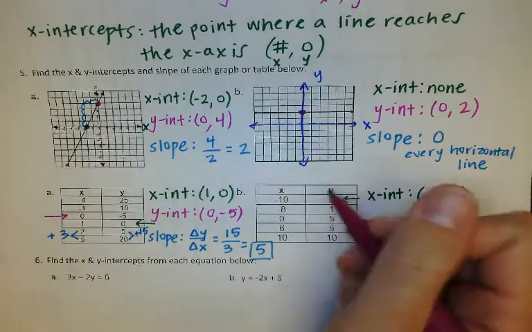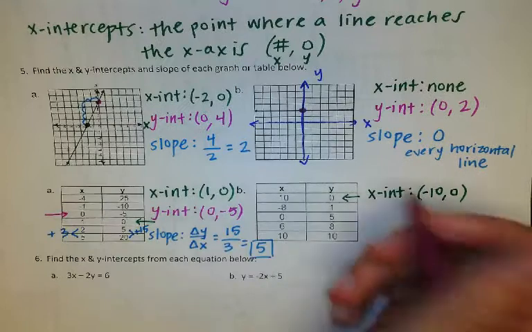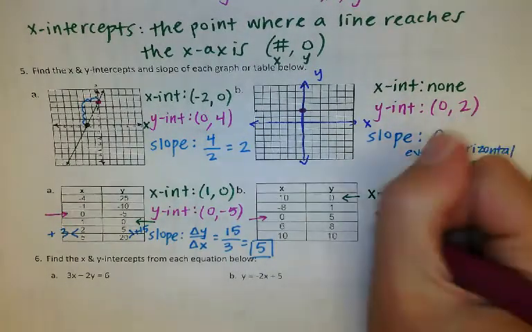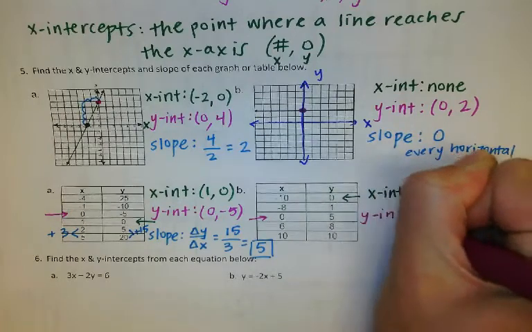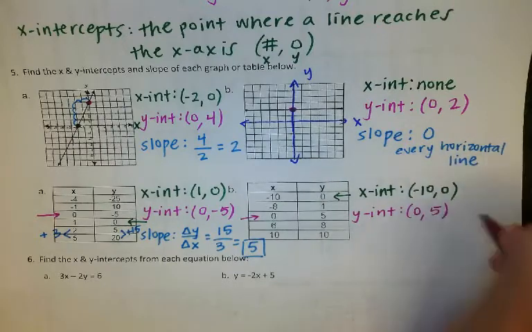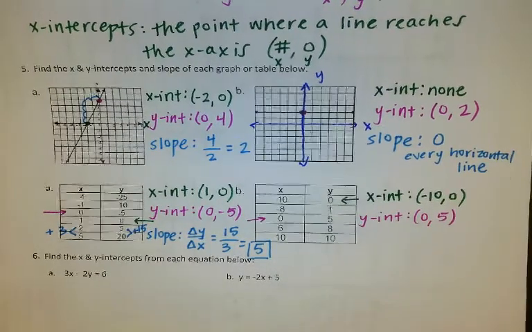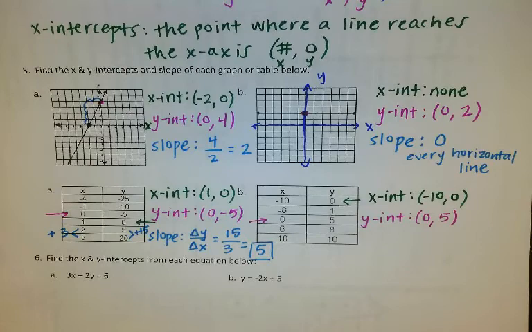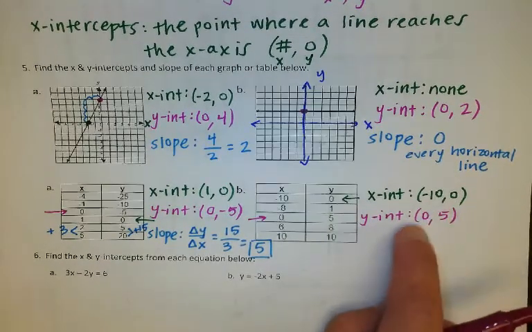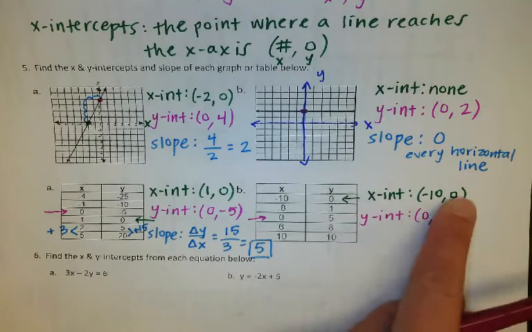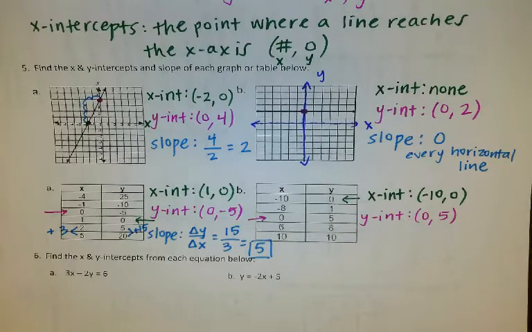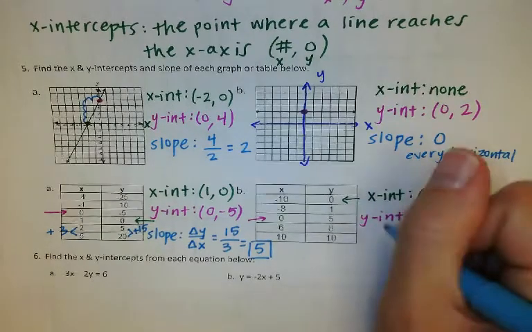Okay, hopefully that helped. So now I'm looking for where the x is 0. I see 5. So that's my y-intercept. So x and y-intercept are just ordered pairs. I'm looking for a 0 in the opposite variable. So x-intercept, the 0 for y. Y-intercept, 0 for x. Let's find the rate of this table, the slope.